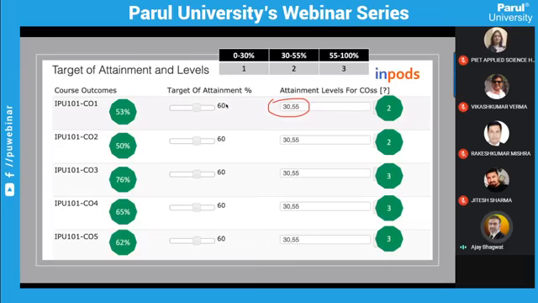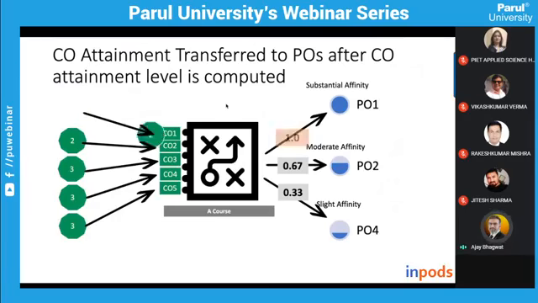This is very specific to those who undergo NBA accreditation. There they say that you normalize the CO attainment in 1, 2 and 3 by using this metric like this, and then you transfer the CO attainment to the PO. So the idea is the same here. The only thing is, instead of percentages, a normalized number of 1, 2, and 3 is transferred to the POs.